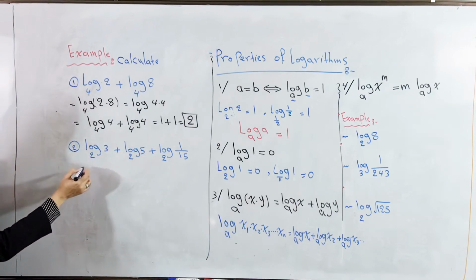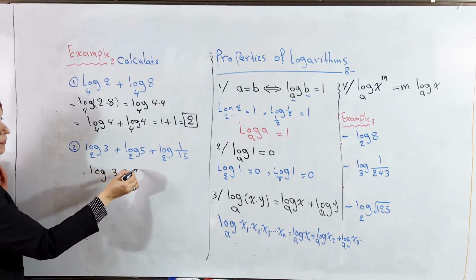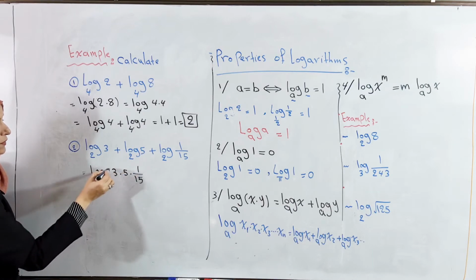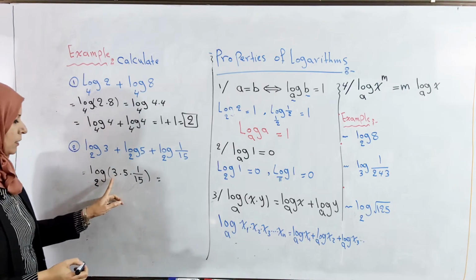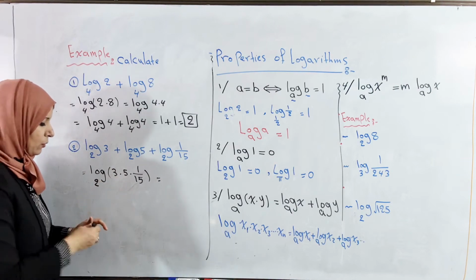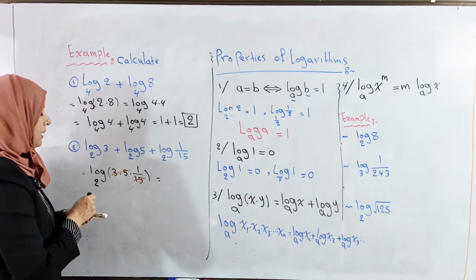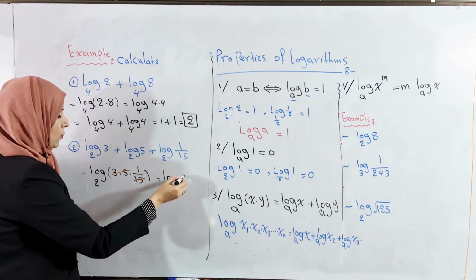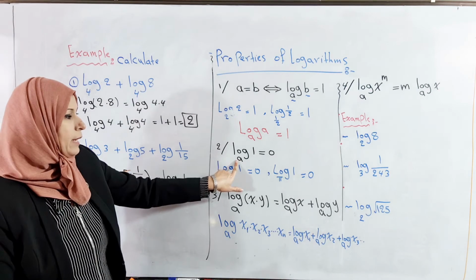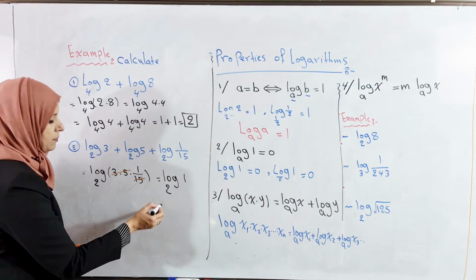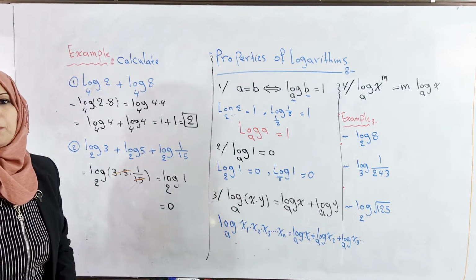It will be logarithm of 3 multiplied by 5 and multiplied by 1 over 15 for base 2. 3 multiplied by 5 we can simplify with 15, so here I get 1. That means logarithm 1 for base 2. Logarithm 1 for any base will equal 0. That means it equals 0, depending on property number 2.